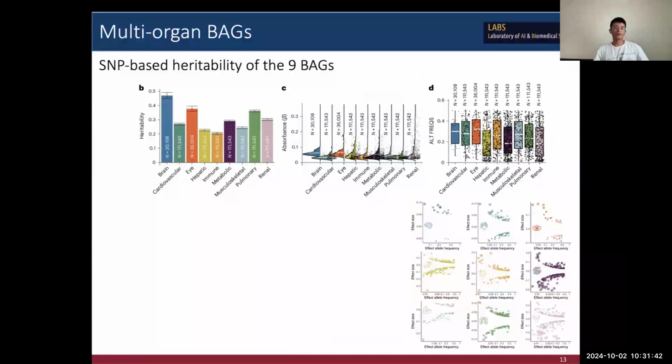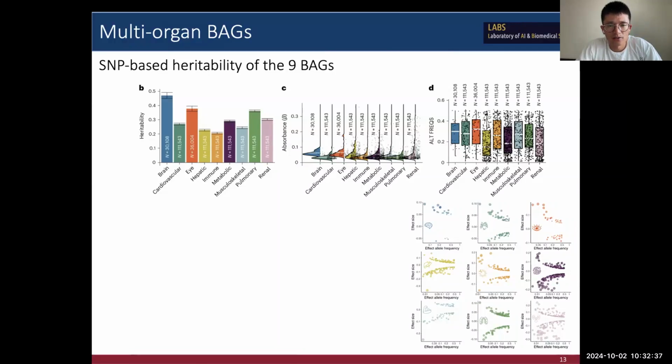And then we try to derive several key parameters of the genetic architecture of the non-brain BAGs. Here we estimate again the SNP-based heritability across the different organ systems. As we can see here in figure B, the brain showed the highest heritability estimate, followed by the eye. And among the body organ systems, the pulmonary showed the highest SNP-based heritability. And of course, it's very tricky to compare the SNP-based heritability across different organs because the sample size is not the same. So we also downsampled the body organ systems to the same sample size as the brain, because the brain has the smallest sample size.